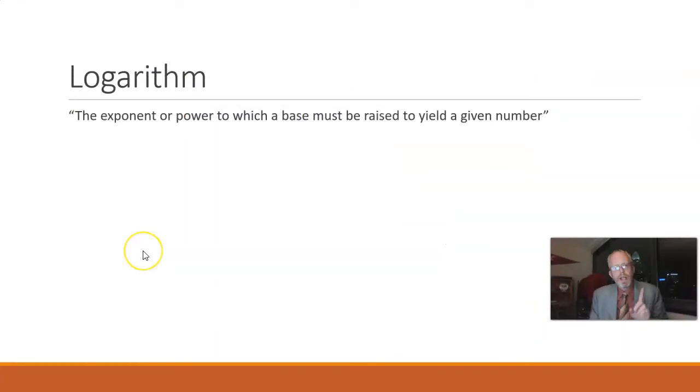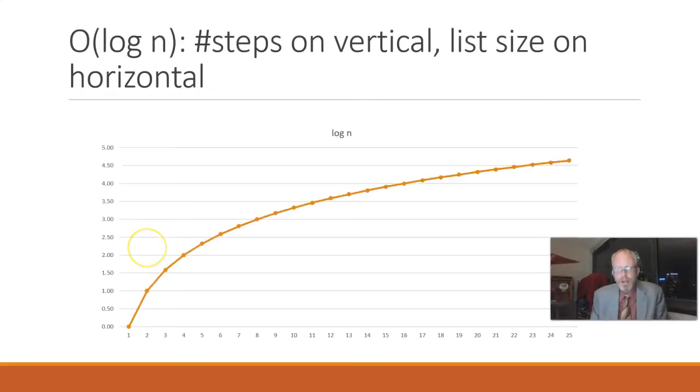So let's take a deeper look at what a logarithm is. The exponent or power to which a base must be raised to yield a given number. That definition is a little bit tricky for me, but if we see it on a graph, it's going to make a bit more sense. So with big O notation, we're typically talking about a base 2 log. So 2 to the power of x is what? Or this number is 2 to the power of what? Okay, this number is the number of items in our list.